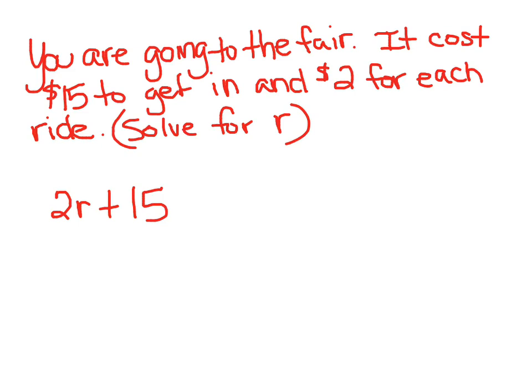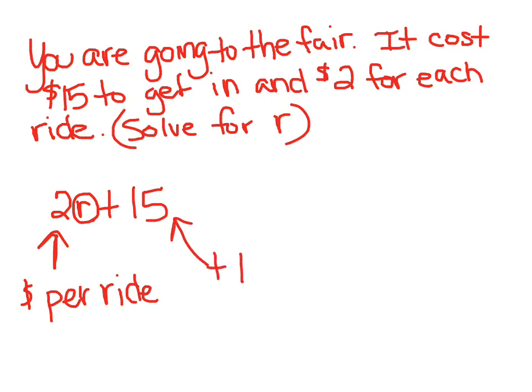Okay, so just to write the expression would be $2 per ride times R, which is the number of rides we're going to ride, and we don't know how many that is, plus the 15 to get in. So that's how you would write it if you were writing an expression. It costs $15 to get in and $2 for each ride. So $2 for each ride, so 2 times R, plus the $15 to get in. Okay, 2R plus 15.